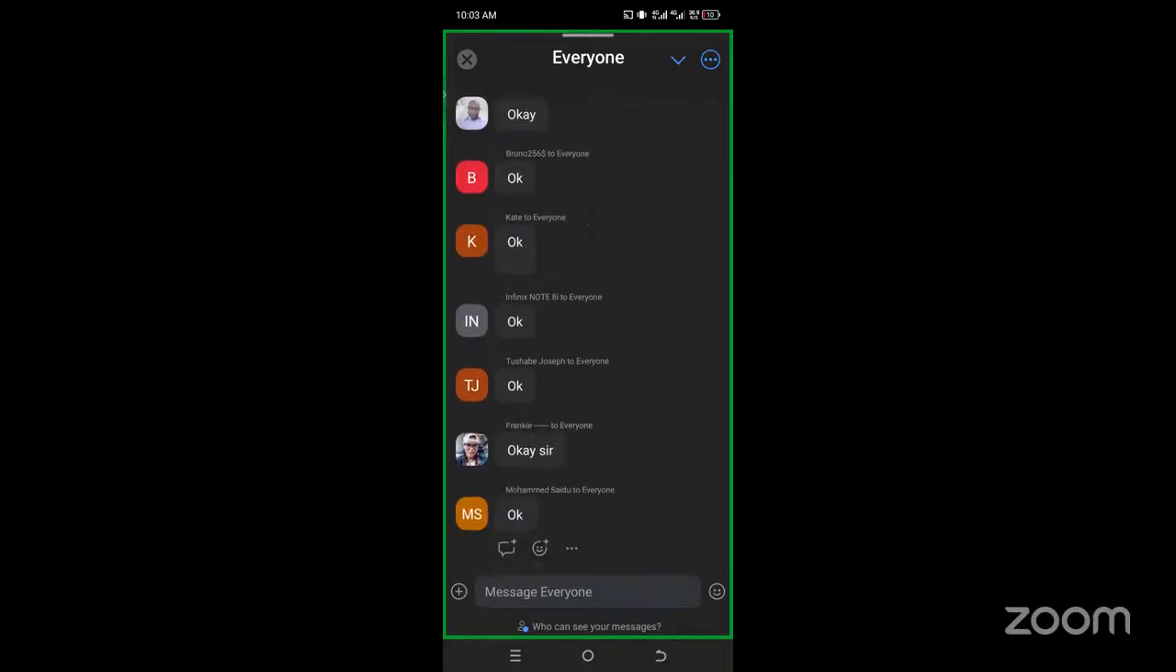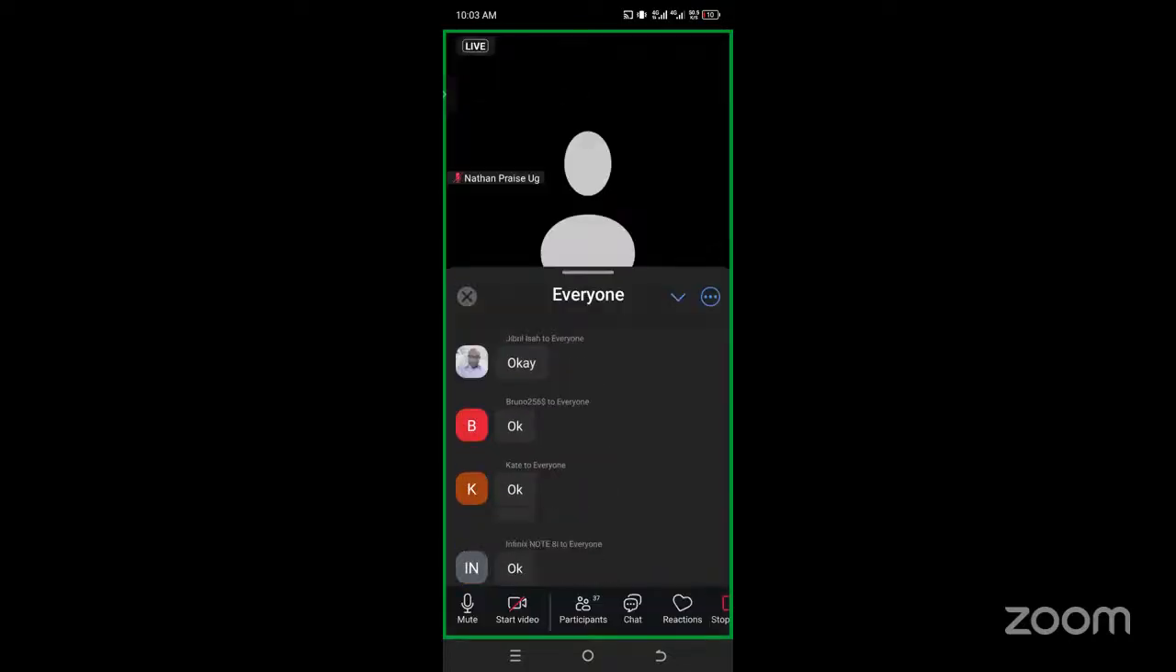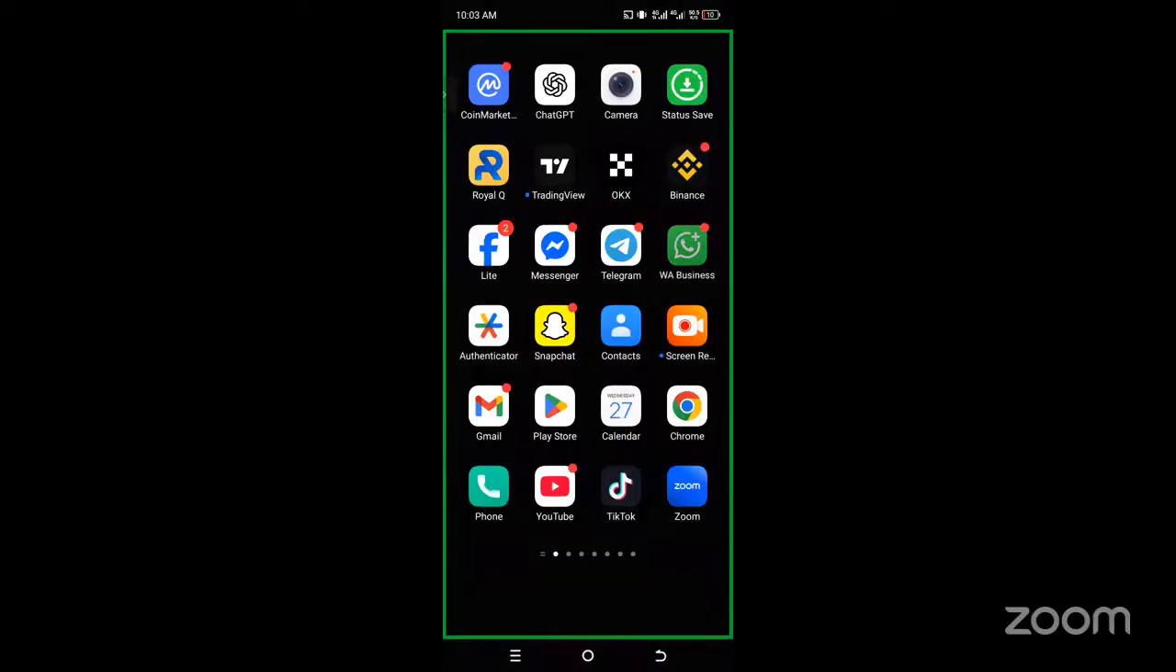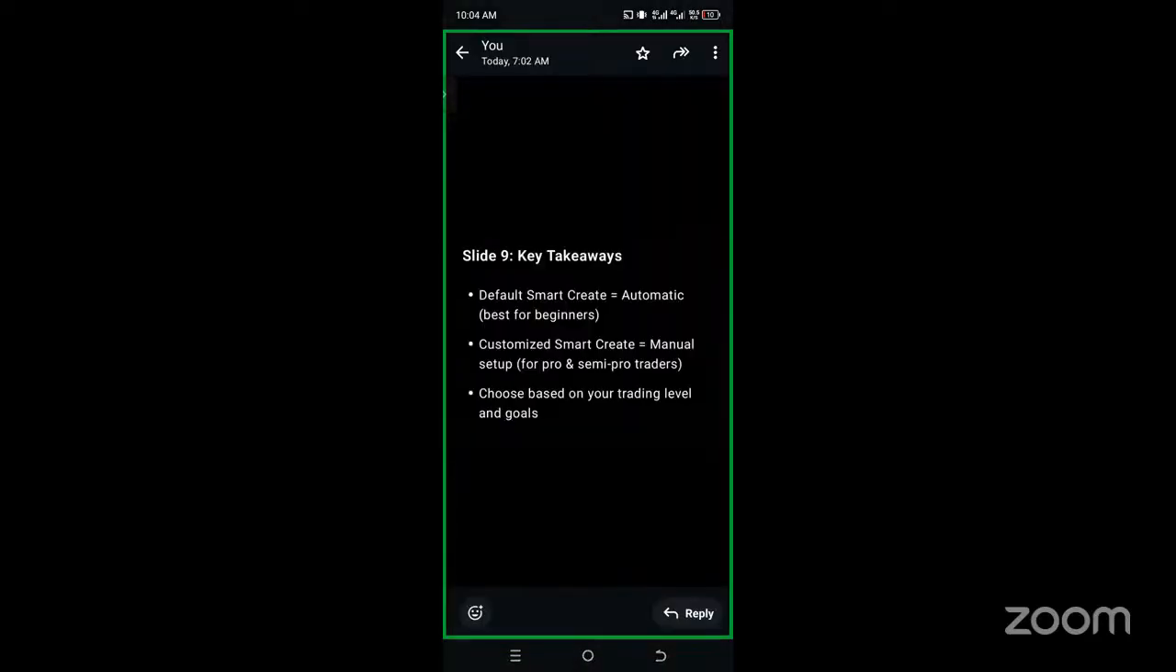Are you running, people? So now, who are you? Are you a beginner that uses default Smart Create? Are you a pro using customized, or semi-pro? Or are you none of the two?